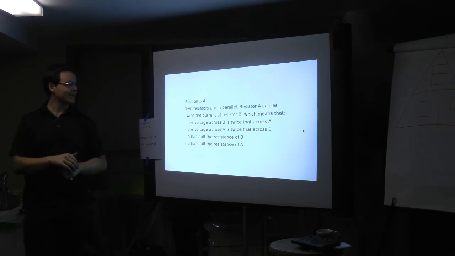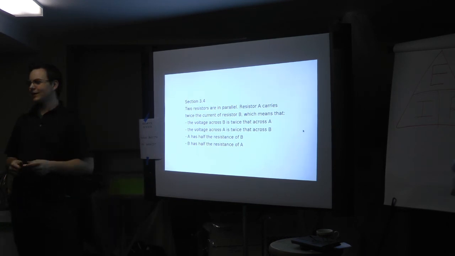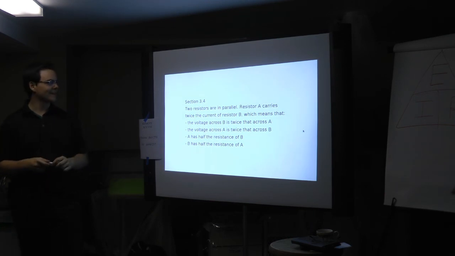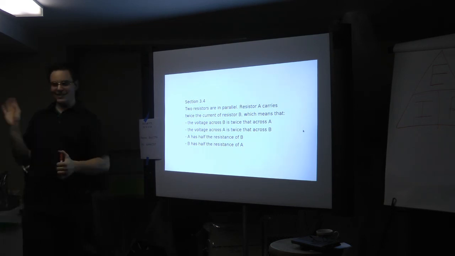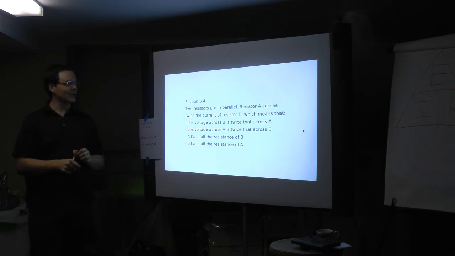All right, next up. Two resistors are in parallel. Resistor A carries twice the current of resistor B. Here's the fun one, the one we spent 30 minutes figuring out whether it was correct. Sorry, for a second I got you all worried. Which means that: the voltage across B is twice that across A; the voltage across A is twice that across B; A has half the resistance of B; B has half the resistance of A.